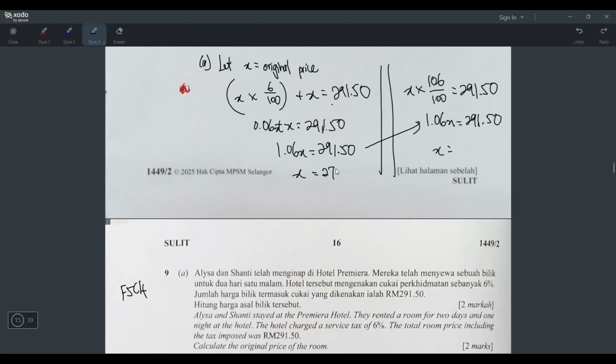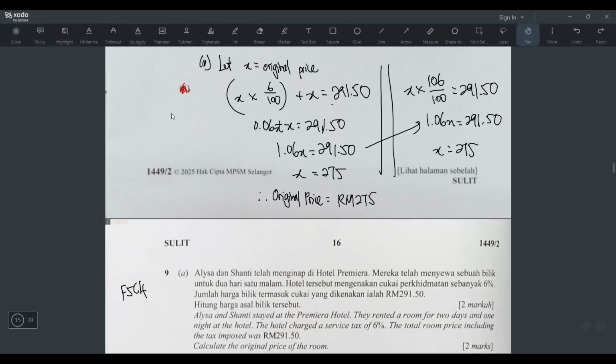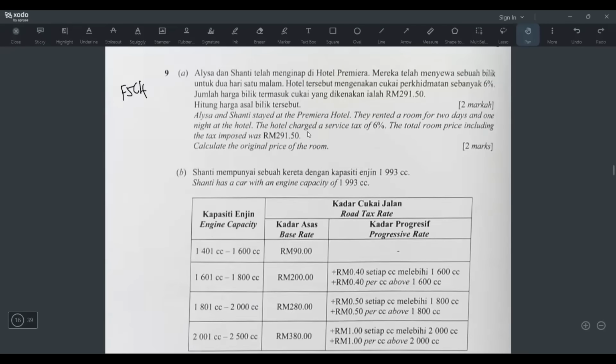275. But they ask for the original price, so we should write: original price is RM 275. So that's how you do it. That's all. Let's continue.